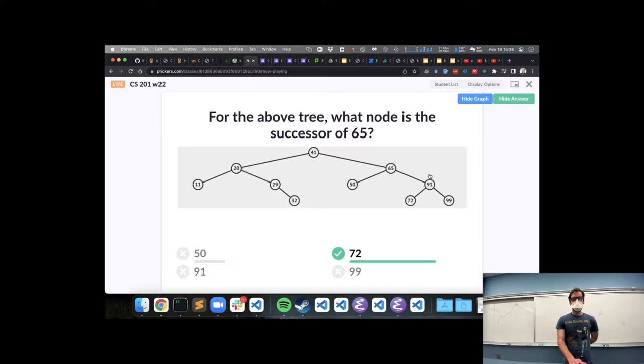Exactly. If we want to find the successor, we say, okay, go right once and then left as far as you can. The smallest node that is greater than the node we're considering. You can also think of the successor as the next one in the sorted order. And how you find that is go right once, then left as far as you can. Questions on that?